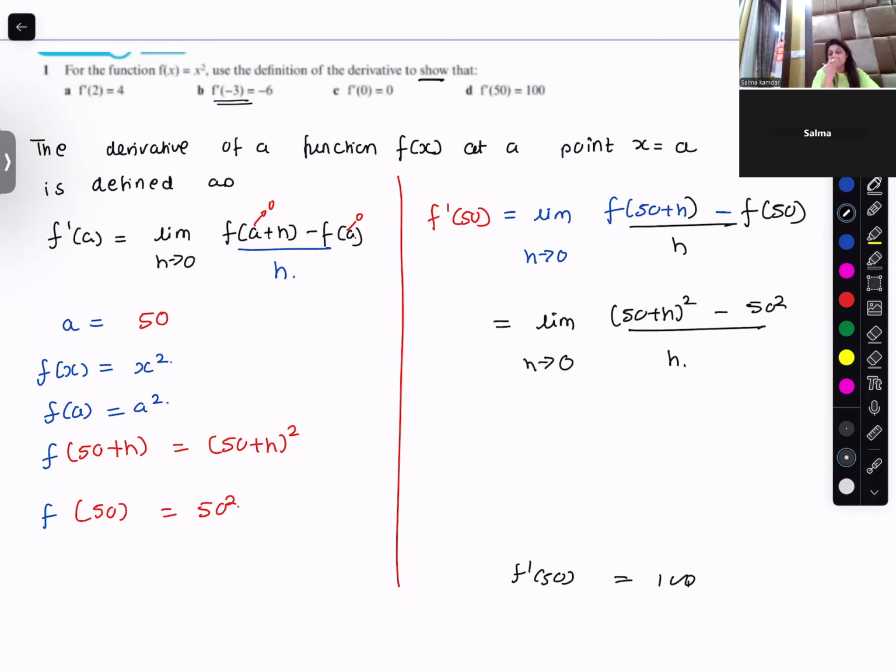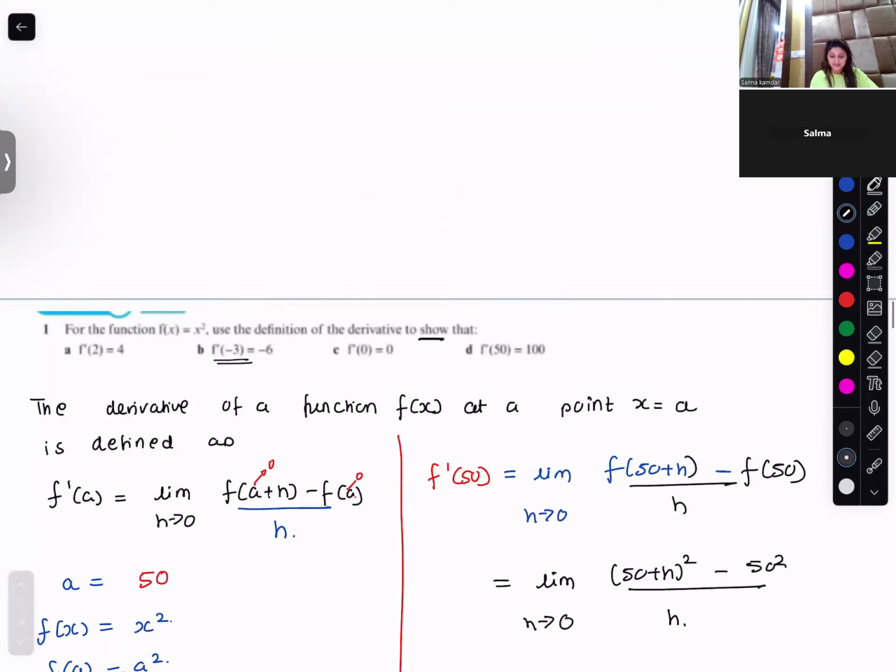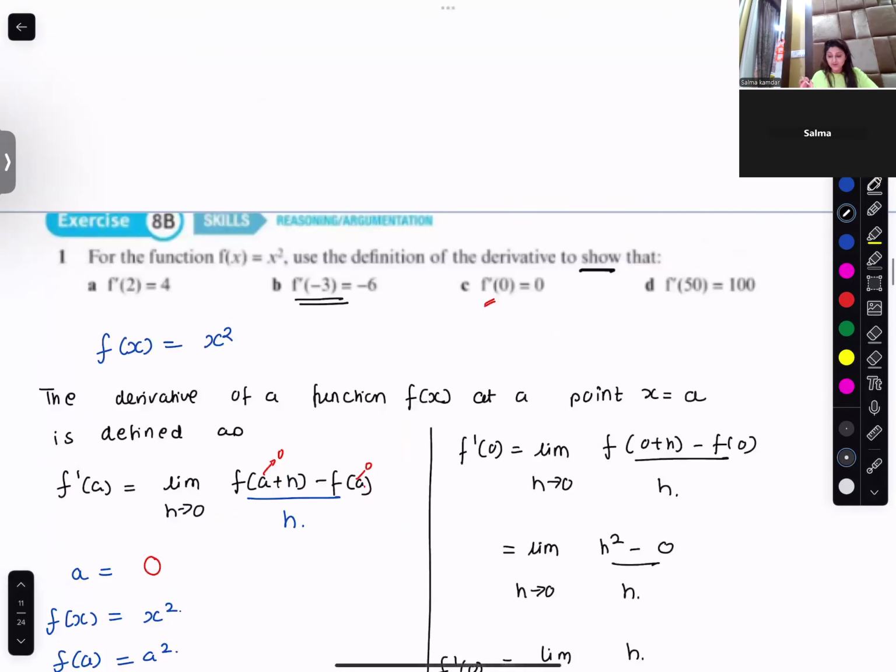So with this, I complete exercise 8B, question number 1, the A, B, and C, D. It is year 1 Excel differentiation.